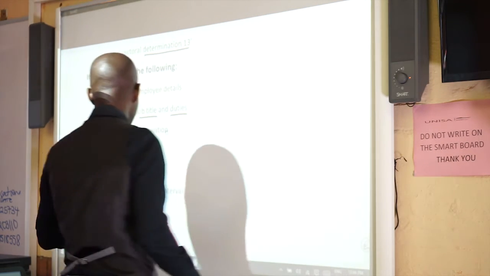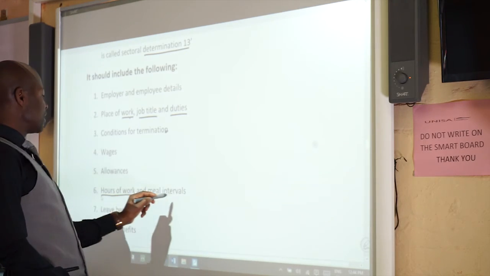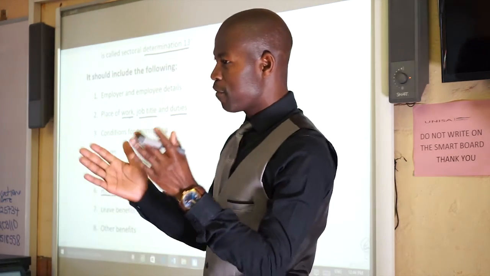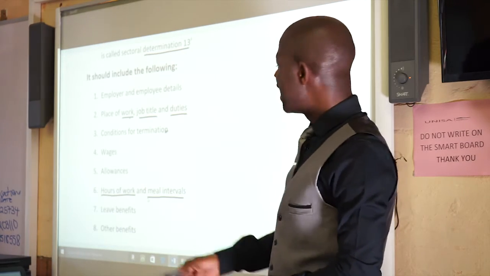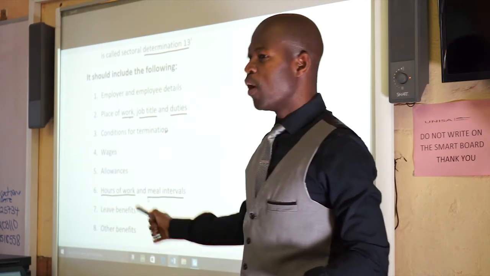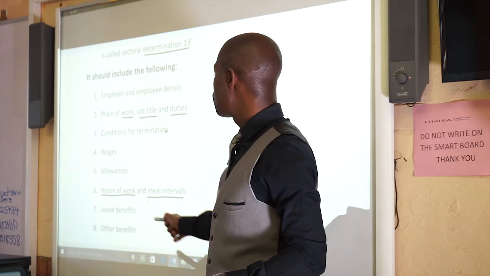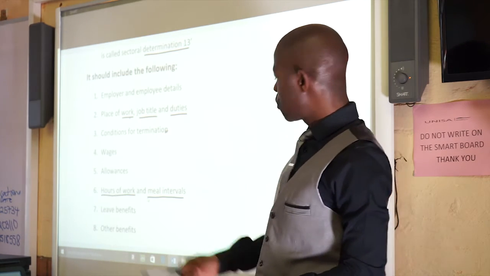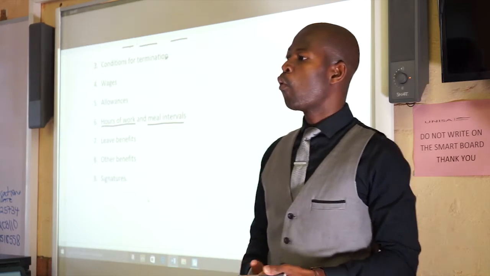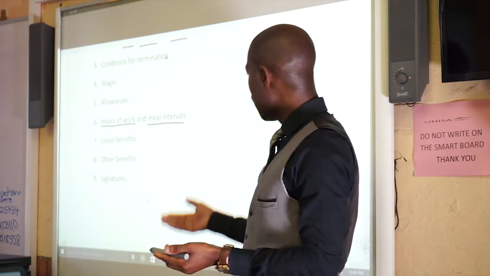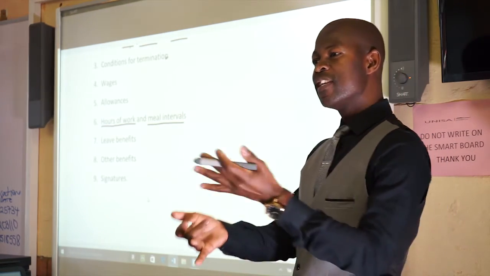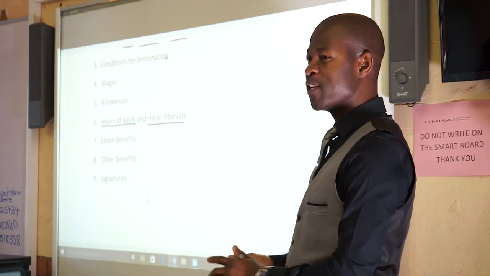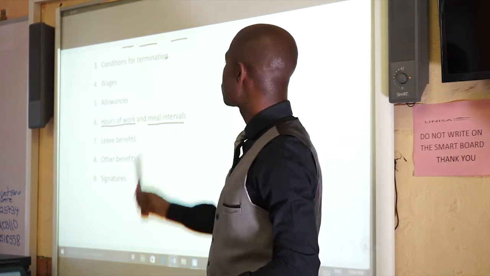But also hours of work and the meal intervals. It should be included that you will work 5 hours or 7 hours, and in between your hours of work, here are your stipulated meal intervals. Leave benefits: it should also be included how much leave you are going to receive. Annual leave, sick leave, family responsibility leave, maternity leave, and so forth. It should also be included in there.